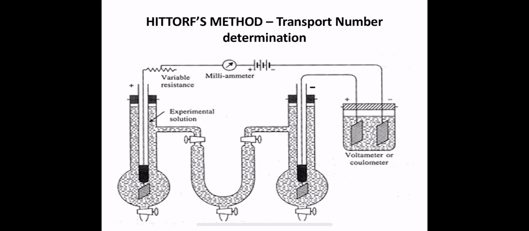Next is the determination of transport number of an ion by Hittorf's method using unattackable electrodes. We will discuss this in our next class. Thank you.